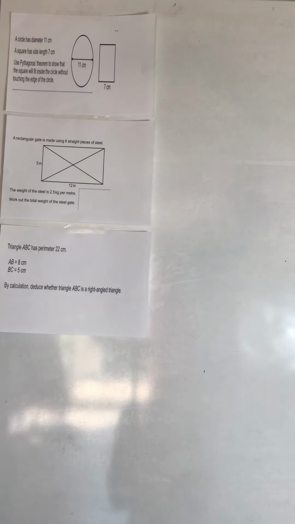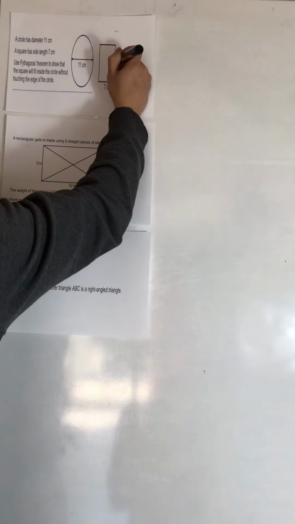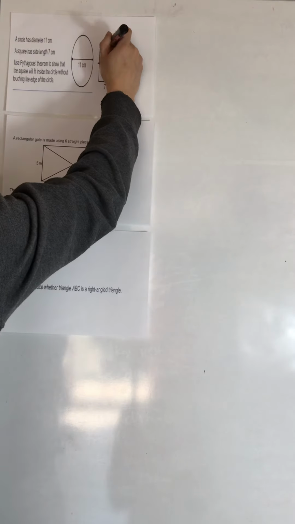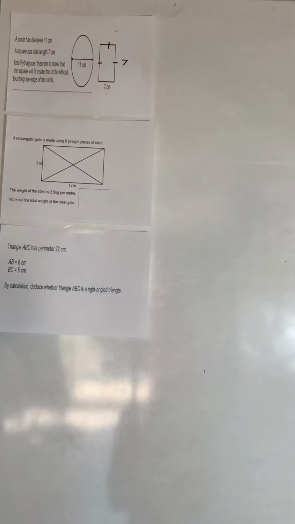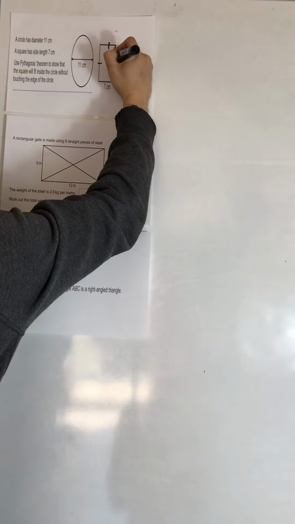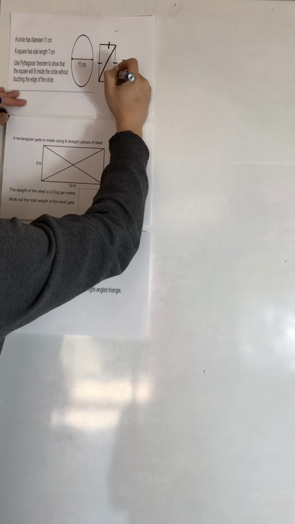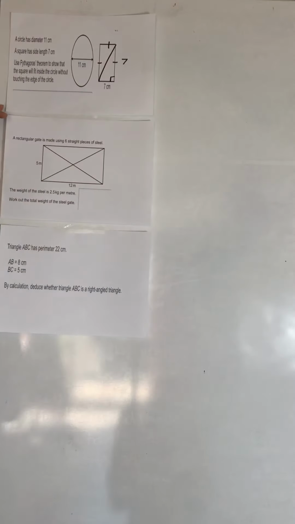Right, so look at this question here. A circle has diameter 11 centimetres and a square has length 7. Use Pythagoras' Theorem to show that the square will fit inside a circle without touching the edge of the circle. Well, that's quite straightforward. We see that's a square, all lengths will be 7, so that will make a right angle triangle there.